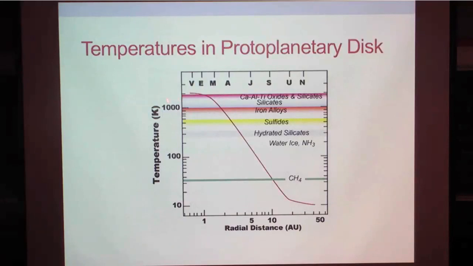Now, there's good reason to understand why volatility would be important. This is a plot, I think from Alan Boss, about predicted temperatures as a function of radial distance in the solar nebula, the protoplanetary disk. Up around the orbit of Earth, we see we're reaching quite high temperatures, enough to evaporate even the most refractory things. As we move outward, basically at some point almost everything's in the gas.